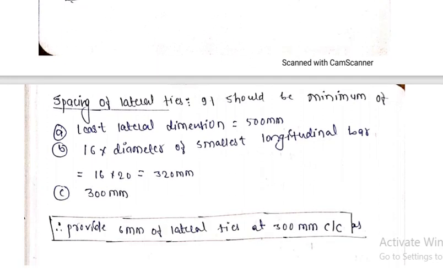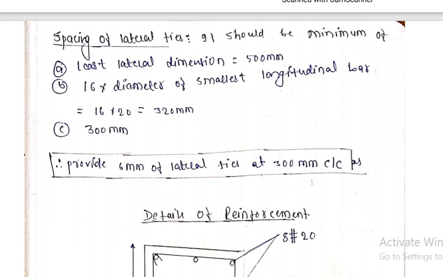So now consider spacing. Spacing is also known as pitch. I have already told you in the first lecture itself. The pitch should not be more than these values: the least lateral dimension, that is B, 500; 16 into diameter of bar, that is 16 into 20, 320; and 300 mm. So we should always consider the least of these three. So least is 300, so we'll consider 300. So we'll provide 6 mm lateral ties at the rate of 300 center to center.